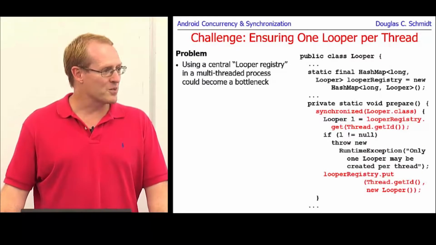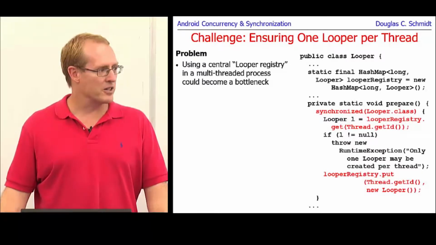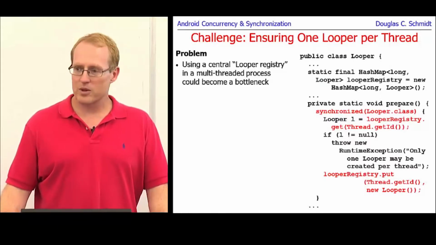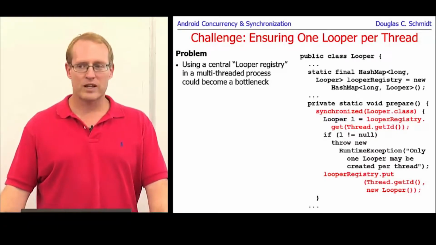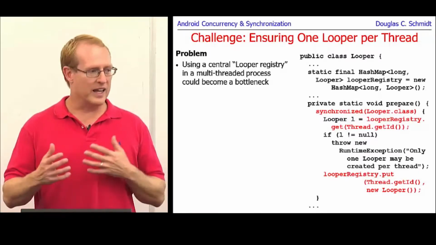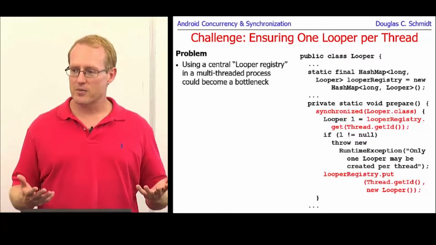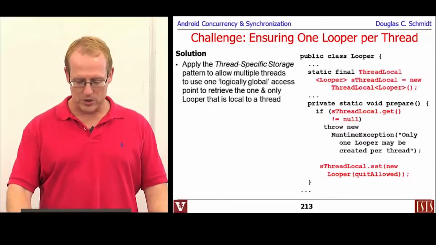So the downside with this approach, of course, is that we've got synchronization taking place. So we could end up with a bottleneck, at least in theory. If you had lots and lots of threads running loopers, they'd all be kind of coordinating here, and that could end up being inefficient. So the question is, what's a better solution to do?